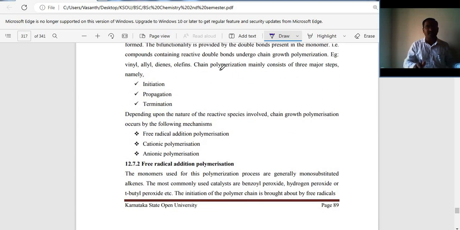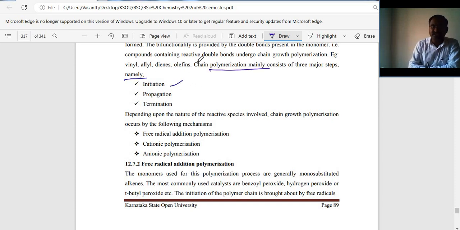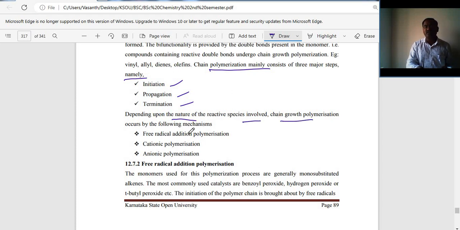That chain growth polymerization follows three major steps, named the initiation step, propagation step and termination step. Depending upon the nature of the reactive species involved, chain growth polymerization occurs by the following mechanisms: free radical addition polymerization, cationic polymerization and anionic polymerization.